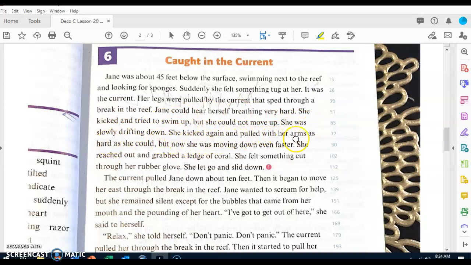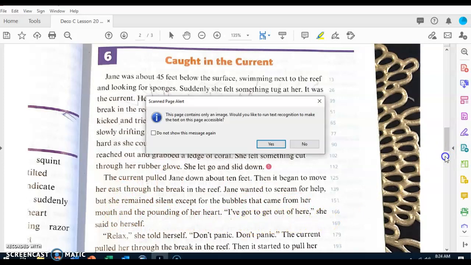She kicked again and pulled with her arms as hard as she could. But now she was moving down even faster. She reached out and grabbed a ledge of coral. She felt something cut through her rubber glove. She let go and slid down. The current pulled Jane down about 10 feet. Then it began to move her east through the break in the reef. Jane wanted to scream for help, but she remained silent except for the bubbles that came from her mouth and the pounding of her heart. I've got to get out of here, she said to herself.